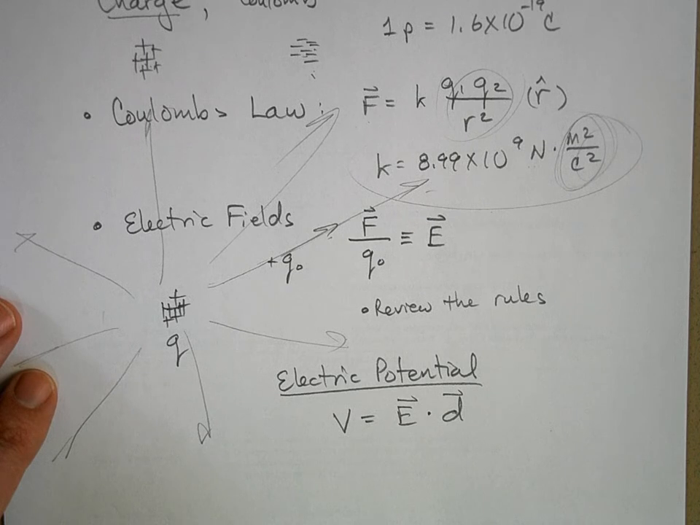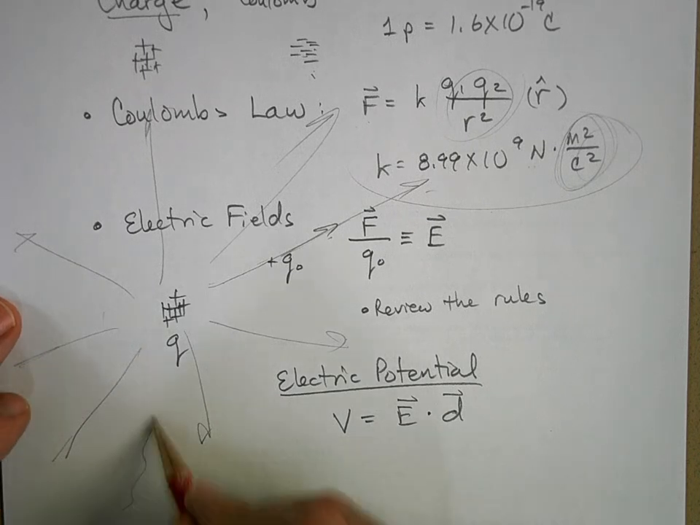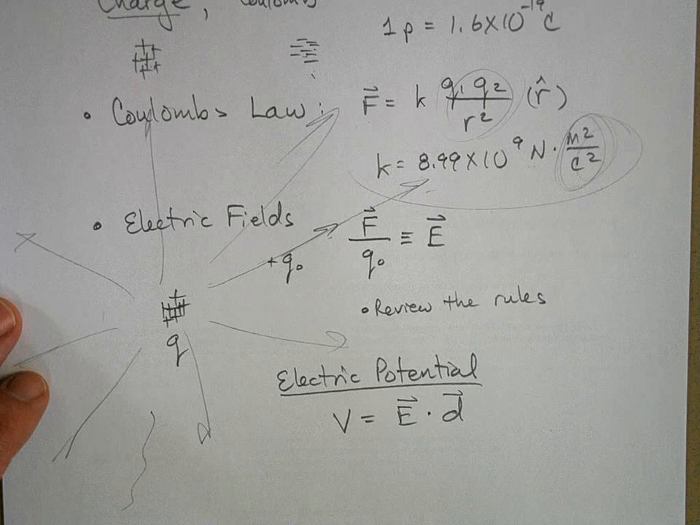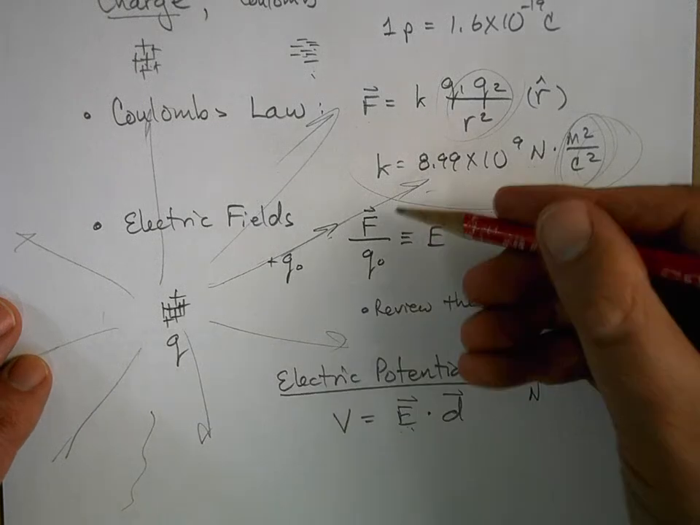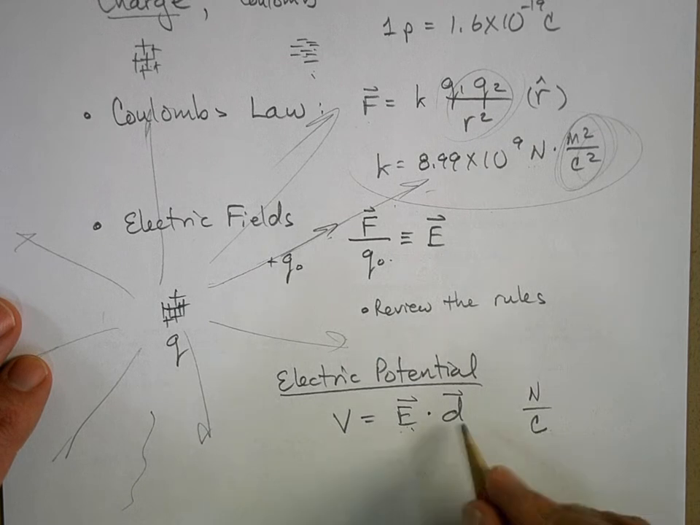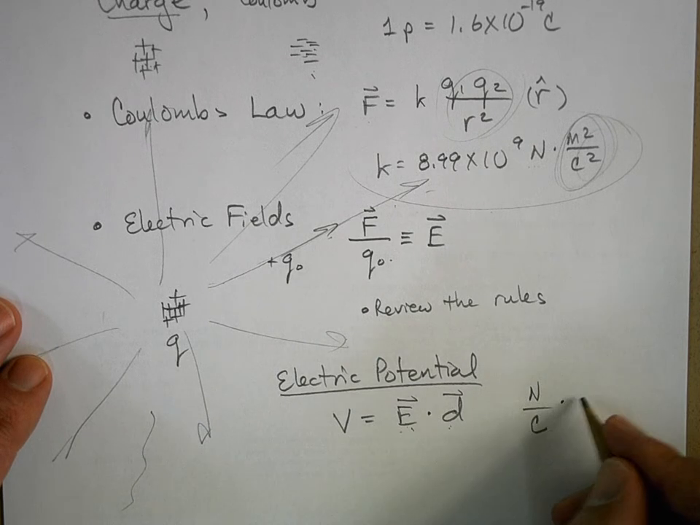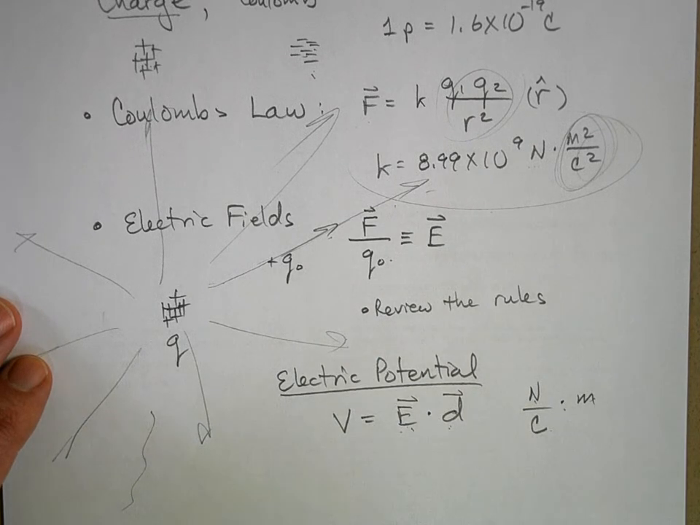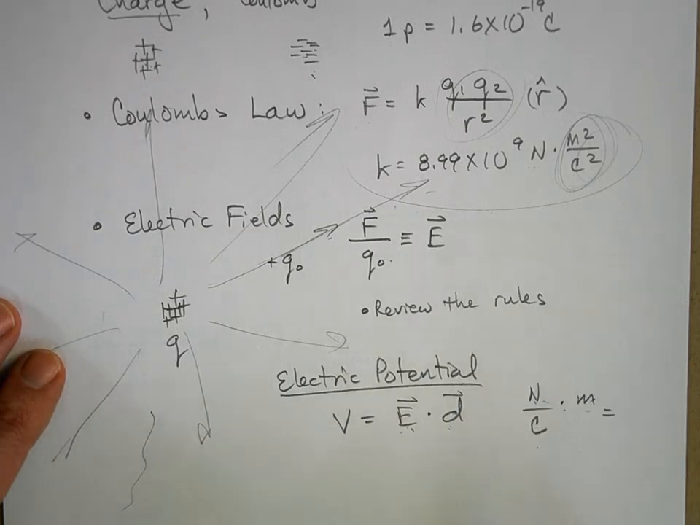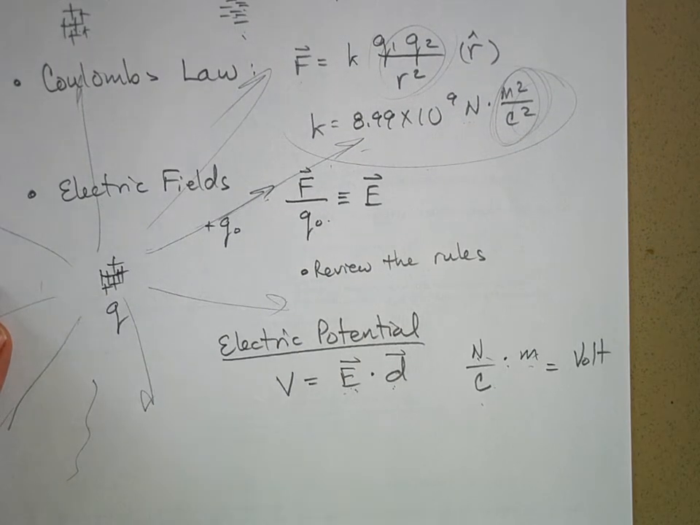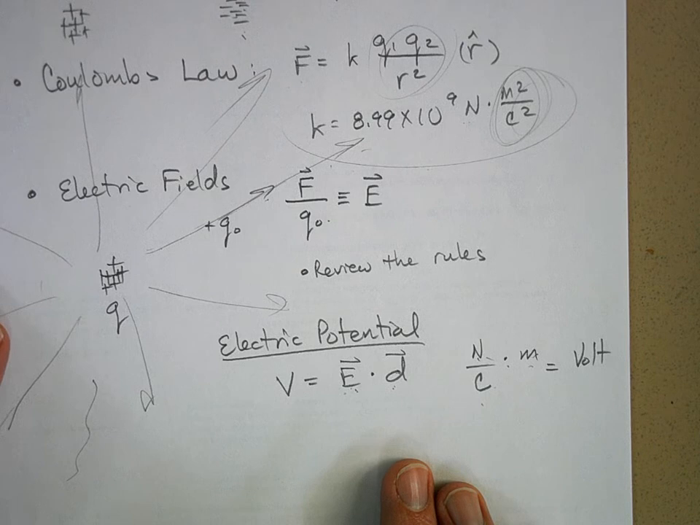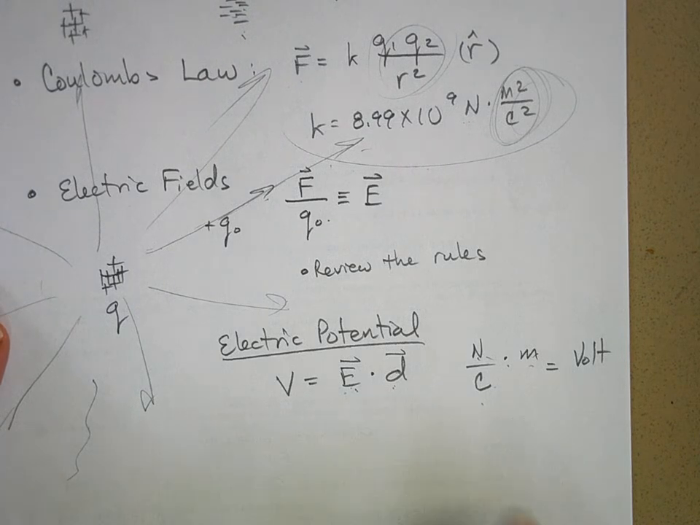So if I do work against an electric field, I'm gaining electric potential. And notice what this has. Electric field is measured in newtons per coulomb times a displacement measured in meters. Newton times a meter is a joule. Joule per coulomb is called a volt. That's the unit for electric potential. So you might have to use this.